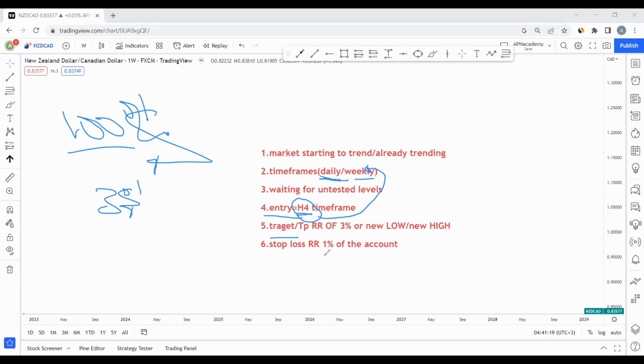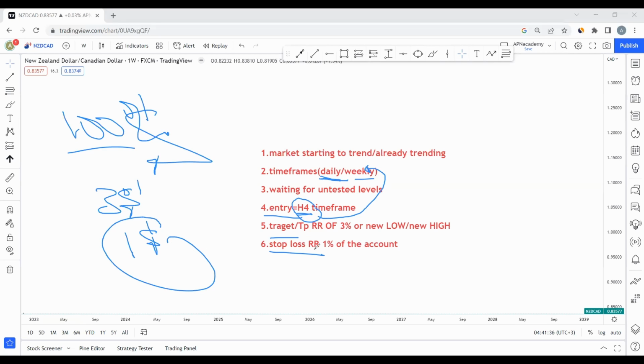Then what is your stop loss going to be? You're going to be risking just 1% of that account. But if you look at this 1%, which is like $1, this is a bit small, right? So you can just risk according to what you're willing to take. Let me put it like that, right?